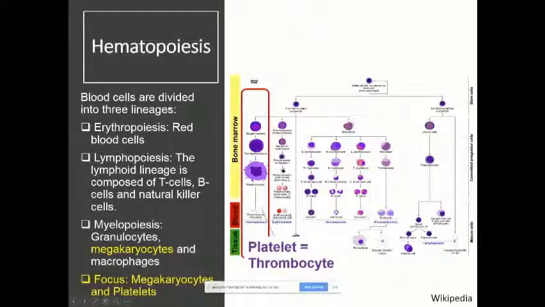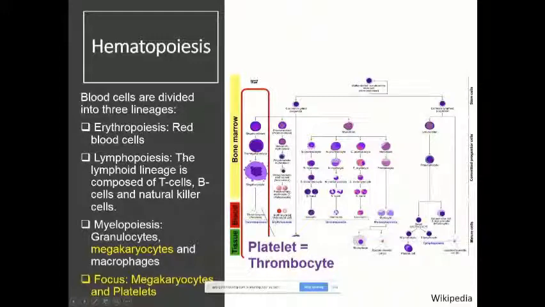Hematopoiesis is very broadly defined as 3 lineages. The erythropoiesis, which is the formation of red blood cells, is depicted here. Red blood cells are produced, and they are the oxygen carriers, the cell which is necessary to make us live and provide oxygen in any organ.